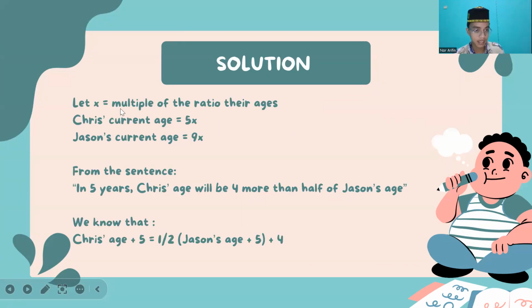The solution is: let X be the multiple of the ratio of their ages. Chris' current age is 5X. Jason's current age is 9X. From the sentence, in 5 years, Chris' age will be 4 more than half of Jason's age. We know that Chris' age plus 5 is 1/2 of (Jason's age plus 5) plus 4.